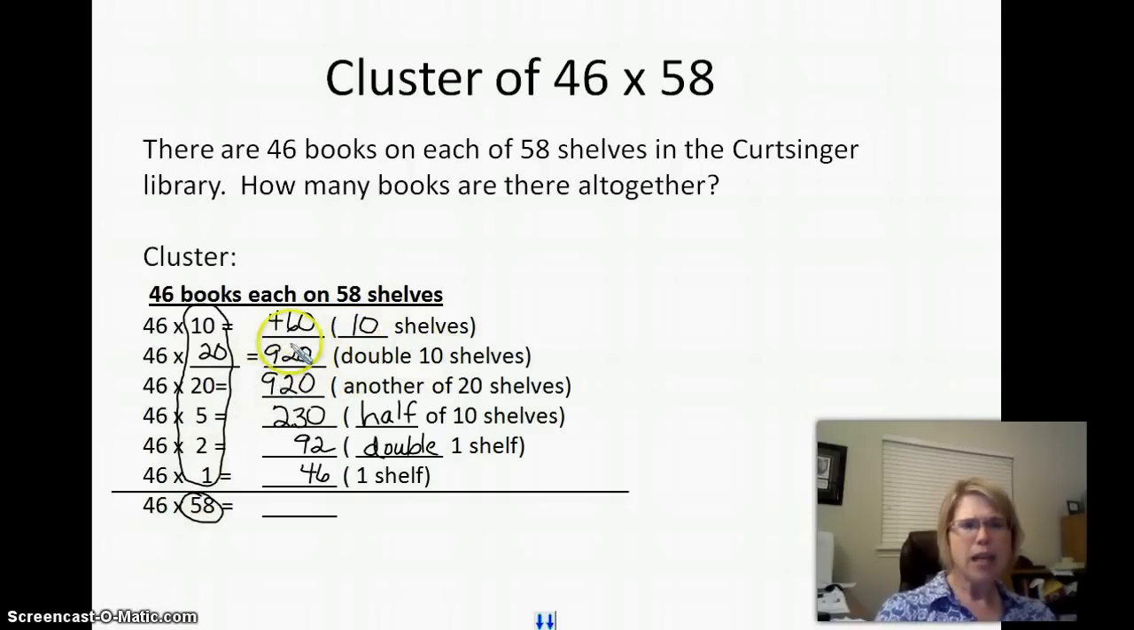So let's see what we're going to get. What I'm going to do is group this 920 and 920 together. That's going to give me 1840. It's going to be a big number, isn't it? And this 460 and 230, can you do it in your head? 400 and 200 is 600, 60 and 30 is 90, so another 690. And this 92 and 46, 90 and 40 is 130, 2 and 6 is 8, so 138.